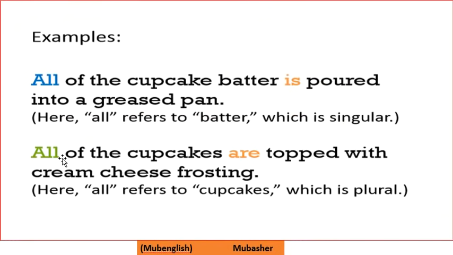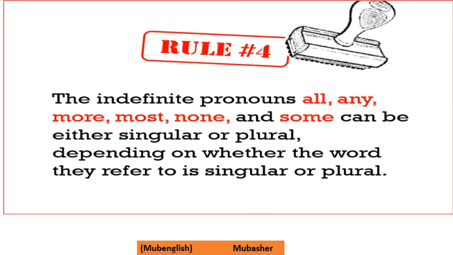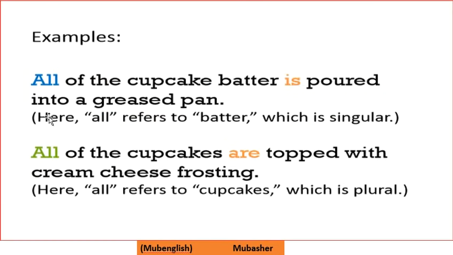So there is one example. All, this is the indefinite pronoun that we were talking about earlier in the previous slide. So let's take the example of the one indefinite pronoun all. Here all is taking a singular verb is. Here all is taking a plural verb are. Why is it so? Let's analyze this. Let's look at the complete sentence. All of the cupcake batter is poured into a greased pan.